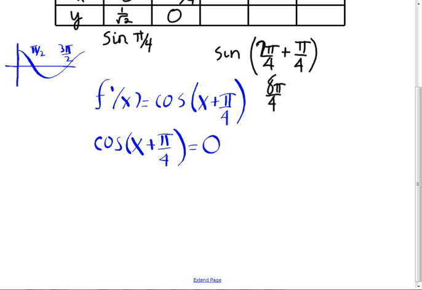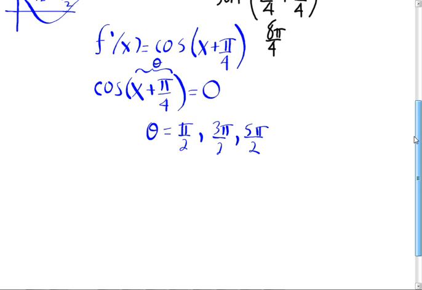Okay, I've got to look between pi over 4 and 7 pi over 4. So this is my angle. Whatever my angle is, my theta has to equal pi over 2. Could be 3 pi over 2. What's the next one? 5 pi over 2. I'll write out enough so I know I get them all.